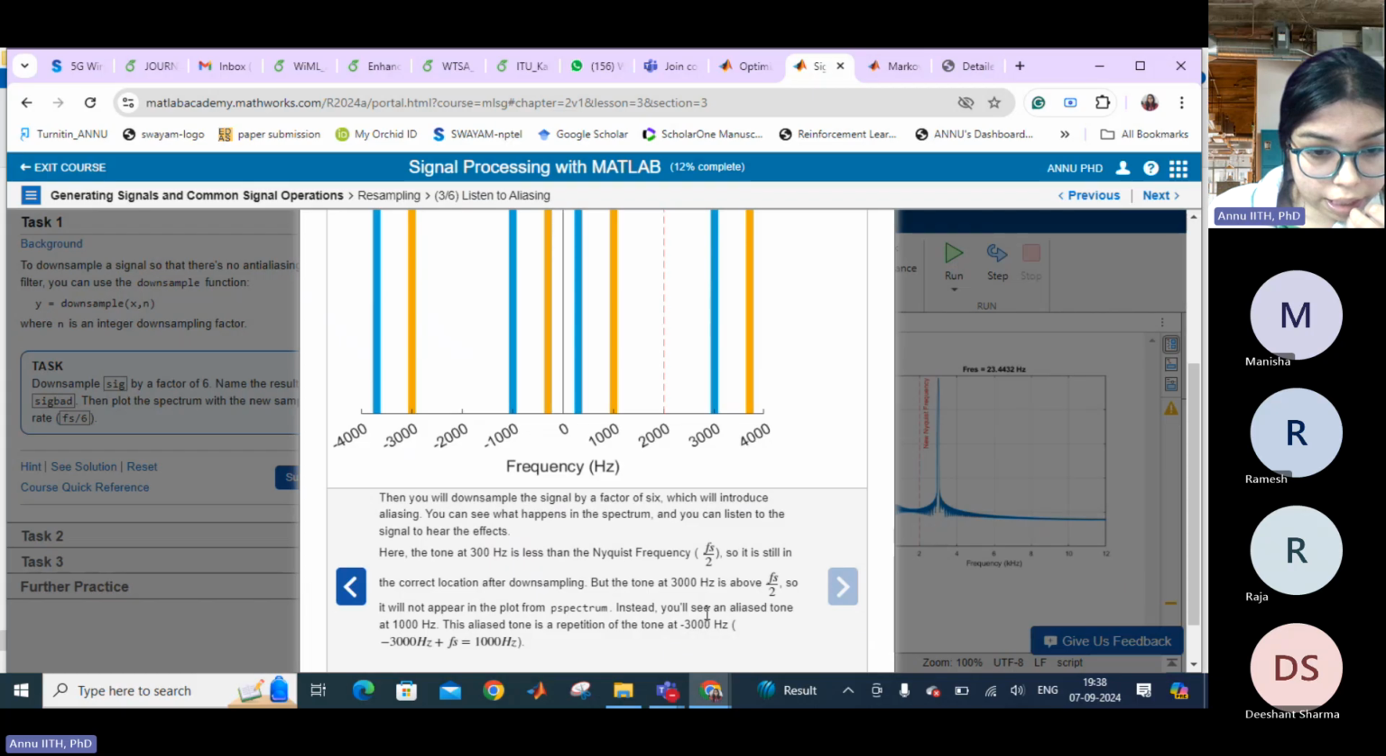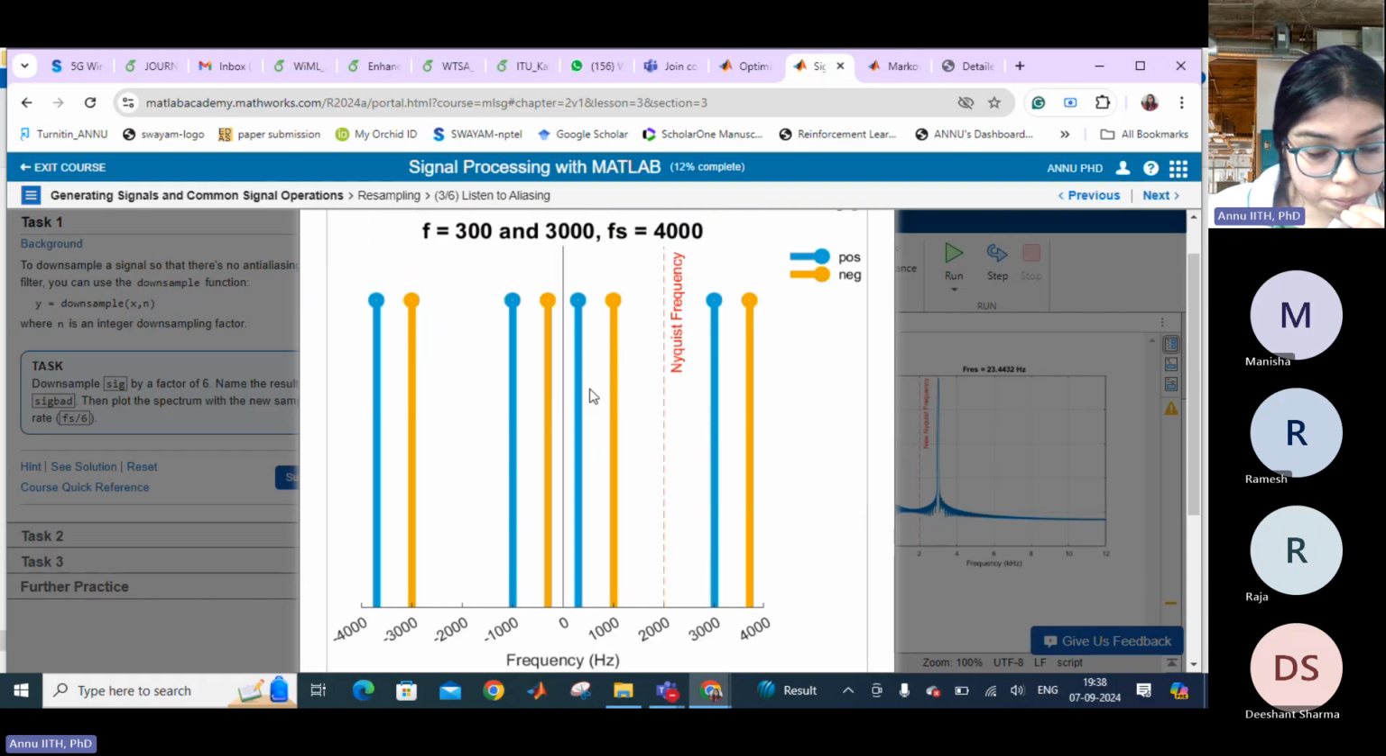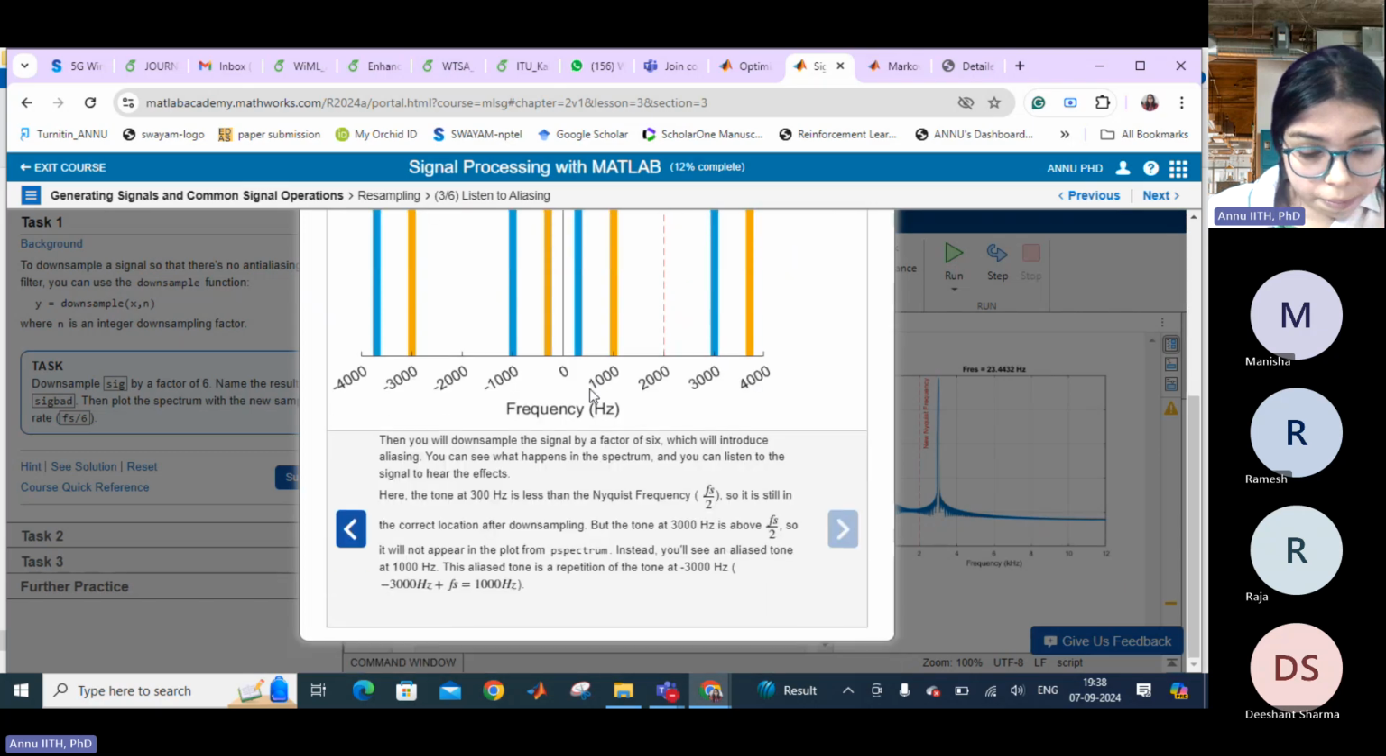So instead, you will see an alias tone at 1000 Hertz. This is the 1000 Hertz coming from the other signal itself. The alias tone is a repetition of the tone at minus 3000 Hertz. Minus 3000 Hertz plus fs is equal to 1000 Hertz.